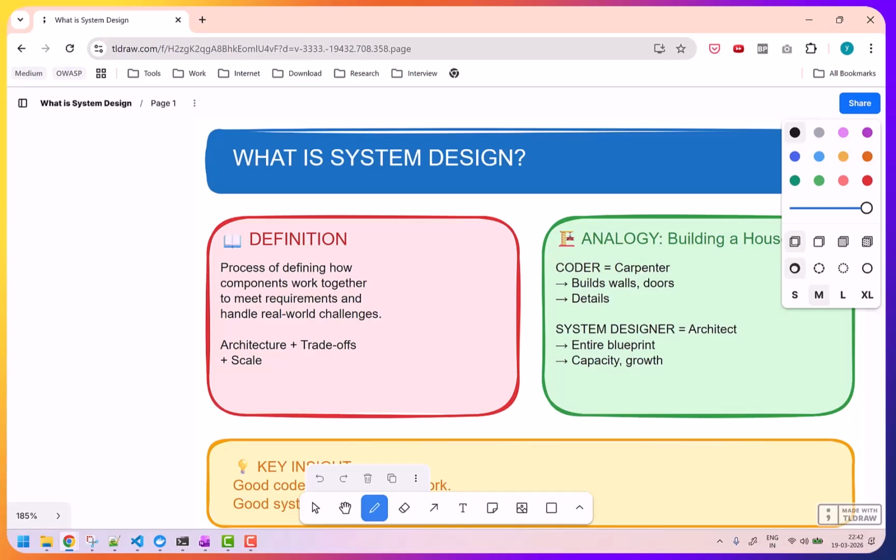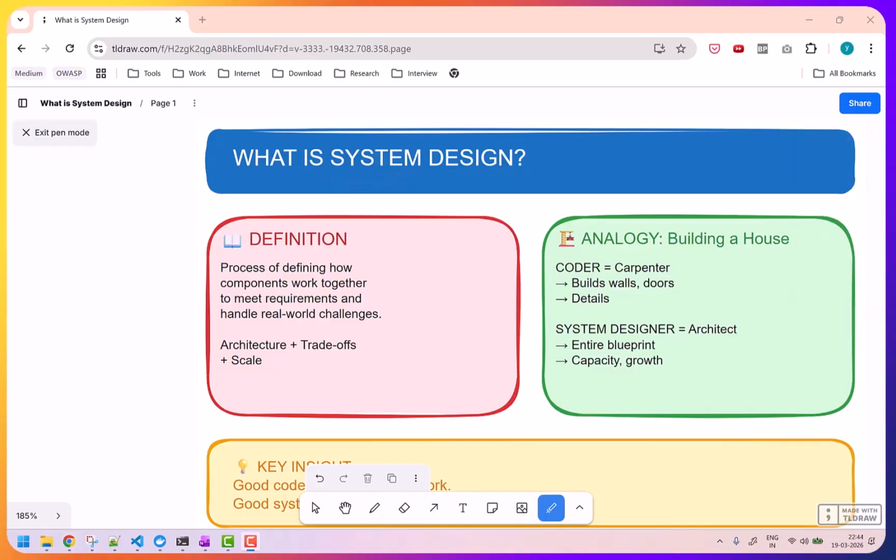Hello everyone. From this session, we are starting system design. So we will try to understand everything about system design. This course, or these kinds of videos, I guarantee you, will make you interview ready and will make you understand system design end to end. So let's start with system design.